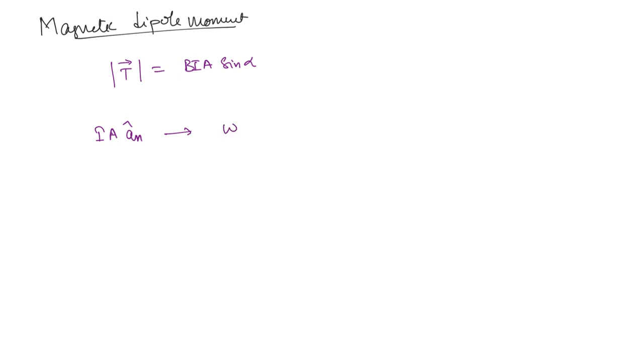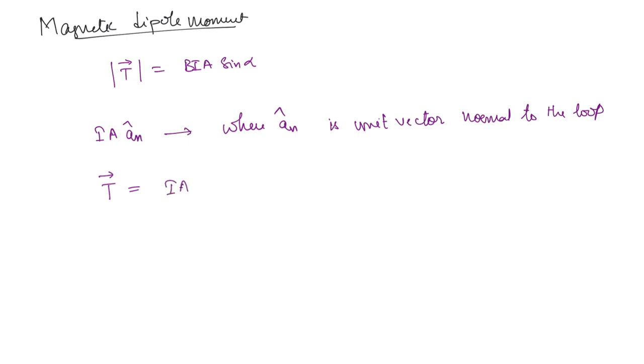Where AN cap is unit vector normal to the loop. Then we can write T bar, the vector form. Till now we just discussed the magnitude. So we can write as, this is one vector AN cap cross B bar, right. So then we are going to get this expression BIA sine alpha.